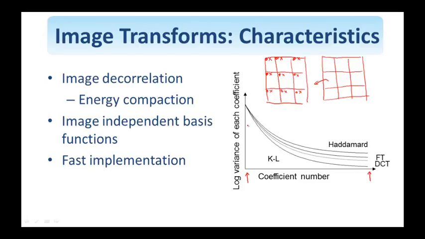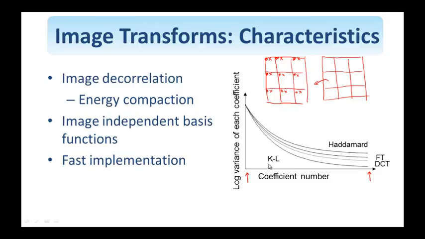The idea is that the coefficients with the larger variance will contribute more towards the total energy of the image. So a transformation that decays faster is a more desirable one, in the sense that fewer coefficients represent a larger percentage of the energy in the image.